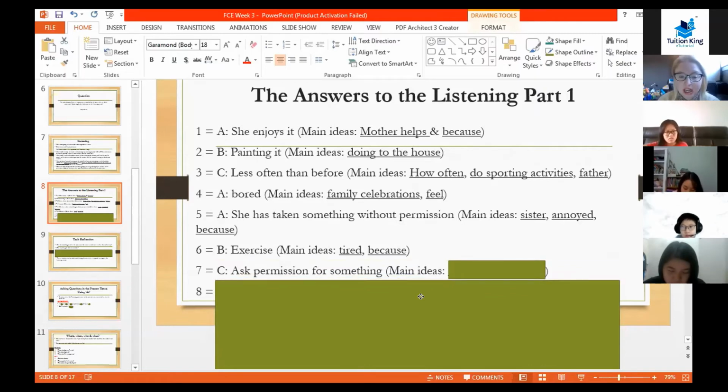Number 7, and the answer is C. Now, that was quite hard because in the 3 options, you have explanation as well as asking permission for something. And actually, the speaker does explain because she gives some context. She says that she's been out to buy a present, which was very expensive. So this is all information she gives before she eventually gets to the point of what she's saying.